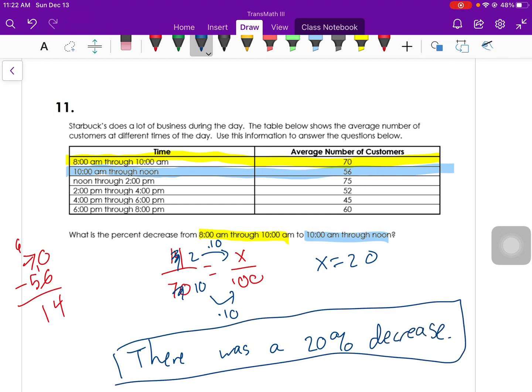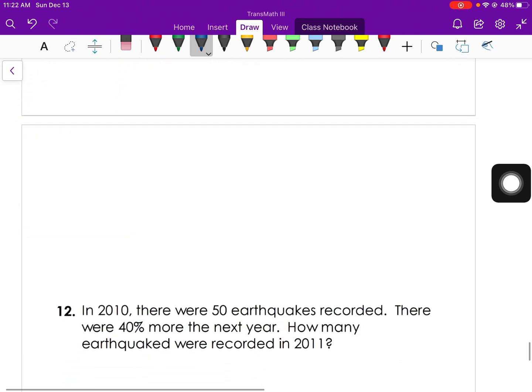As always, make sure you are using the correct words. If you use decrease instead of increase, or vice versa, depending on the problem, that changes the answer. Okay? Decrease means we're getting smaller. Increase means it's getting bigger.